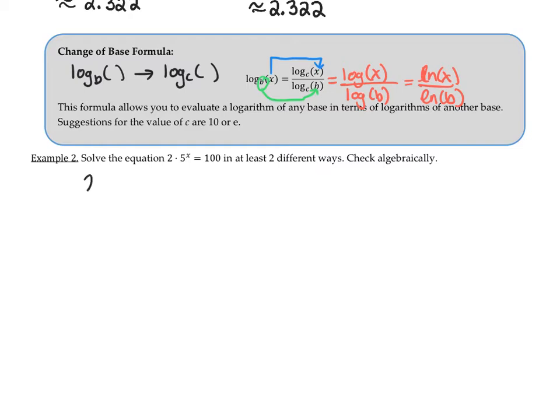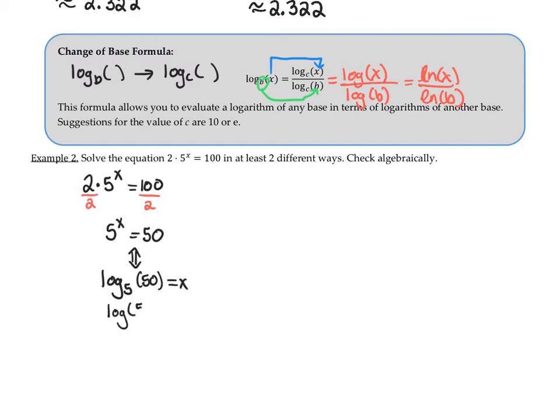Okay, so we have 2 times 5 to the x equals 100. The best thing to do, the most efficient thing, would be to divide both sides by 2 to get 5 to the x equals 50. And then we could just translate that to a logarithm. Log base 5 of 50 equals x. Now we also know that we have a change of base formula. If I wanted to evaluate this with regular logarithms, I would do log of 50 divided by the log of 5.